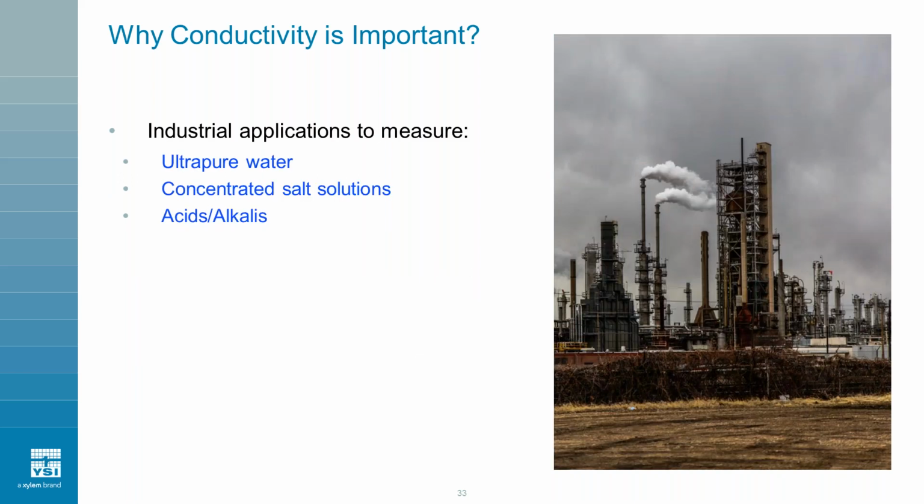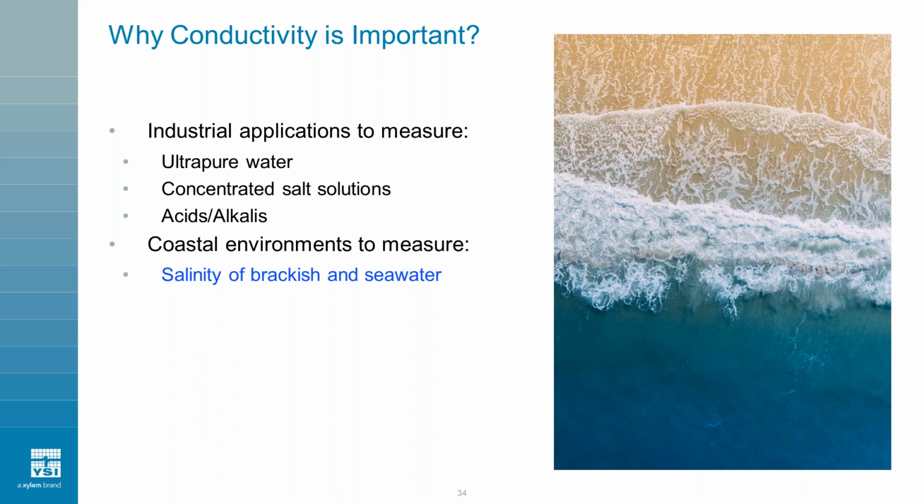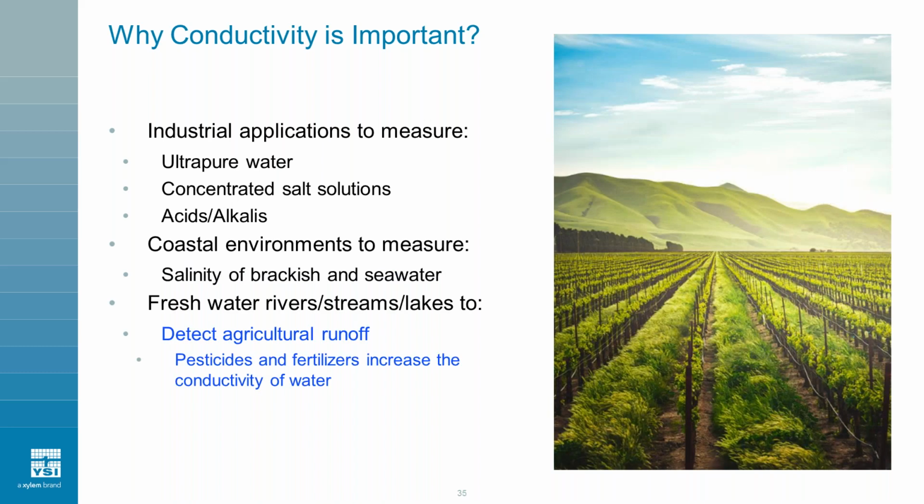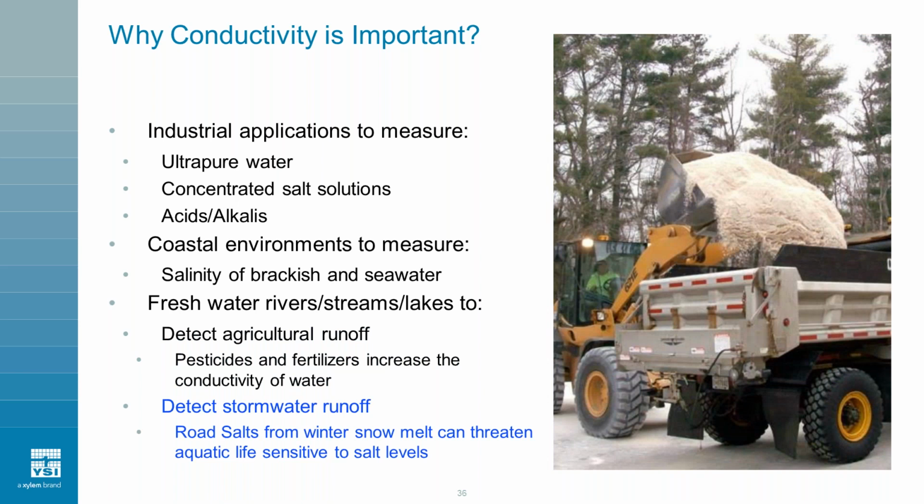Conductivity is important across a wide variety of applications. In industrial applications, to measure ultra-pure water, concentrated salt solutions, acids, and alkalis. In coastal applications, to measure salinity of brackish and seawater. In freshwater applications, such as river basin monitoring, agricultural runoff can often be detected because of pesticides and fertilizers increasing the conductivity of the water. Additionally, road salts from winter snowmelt can threaten aquatic life.